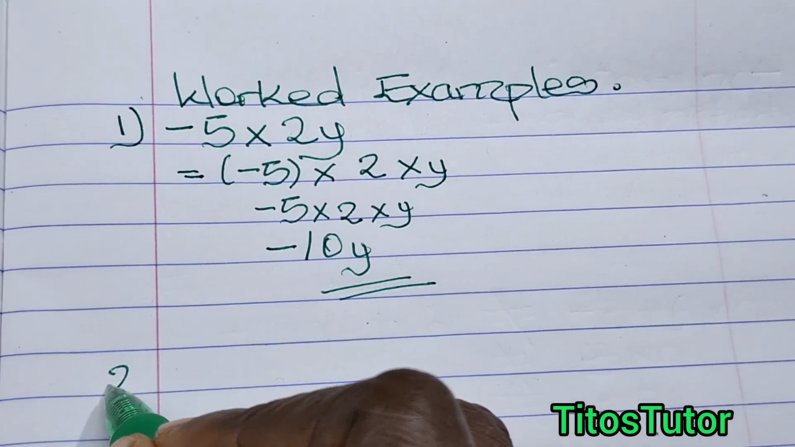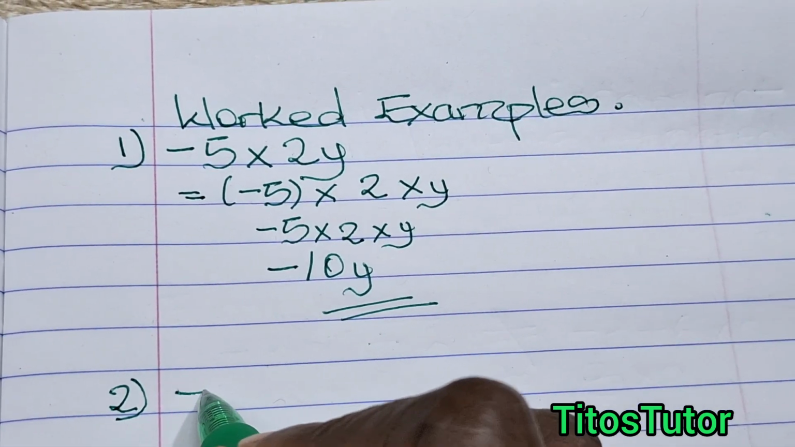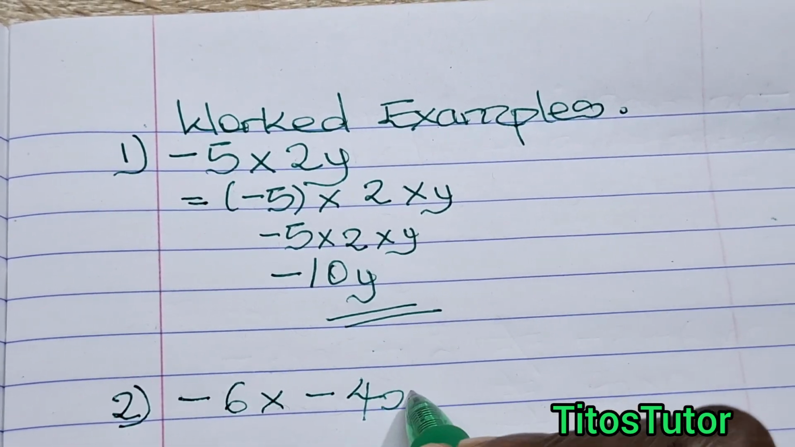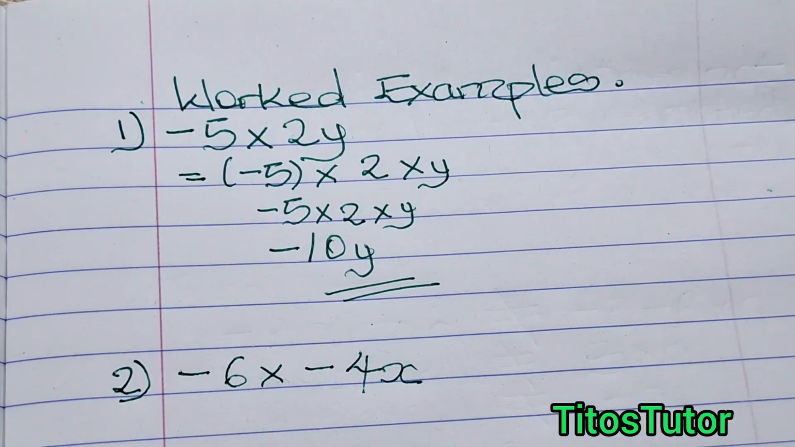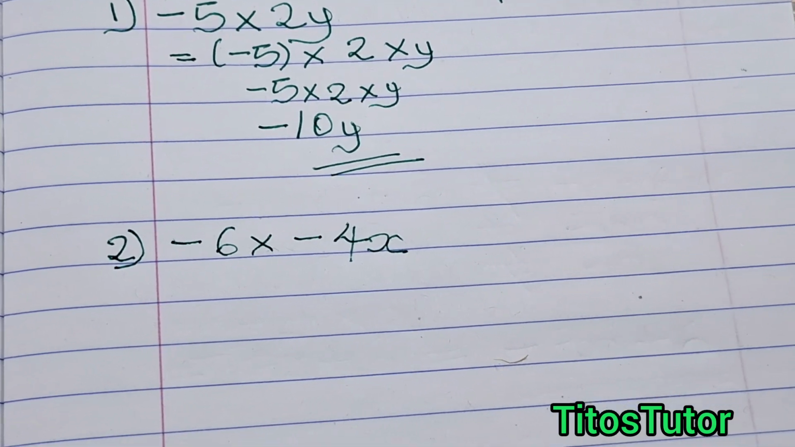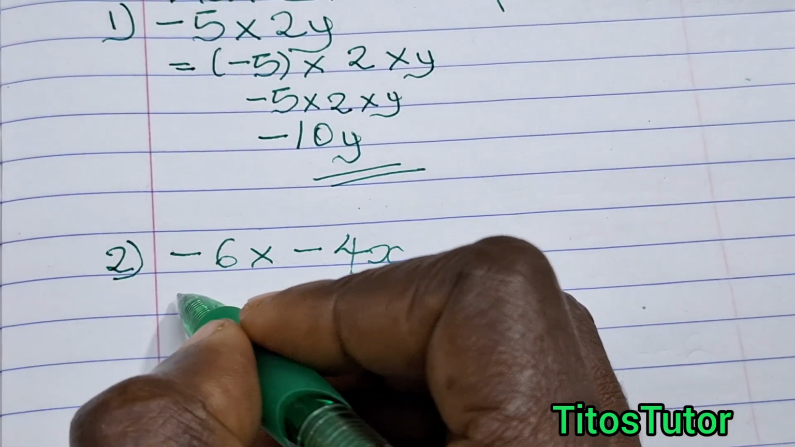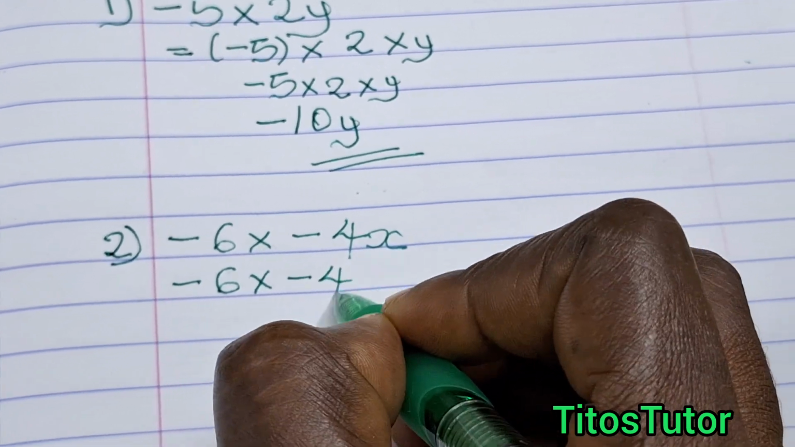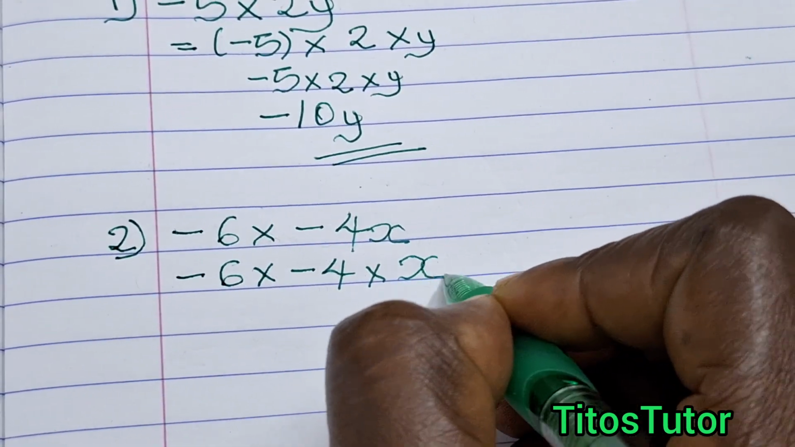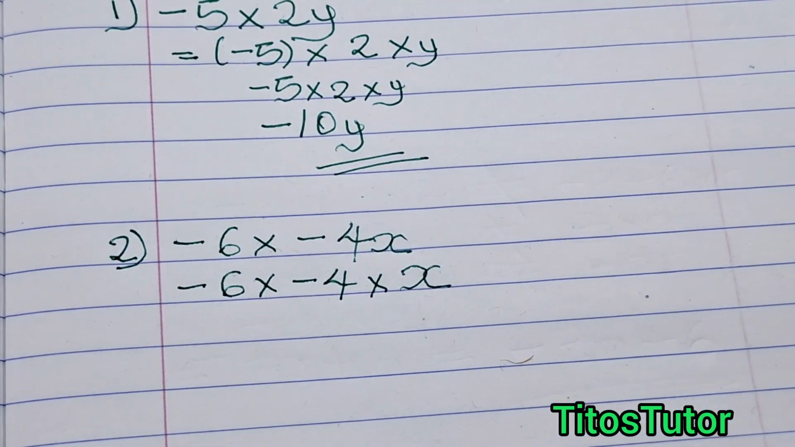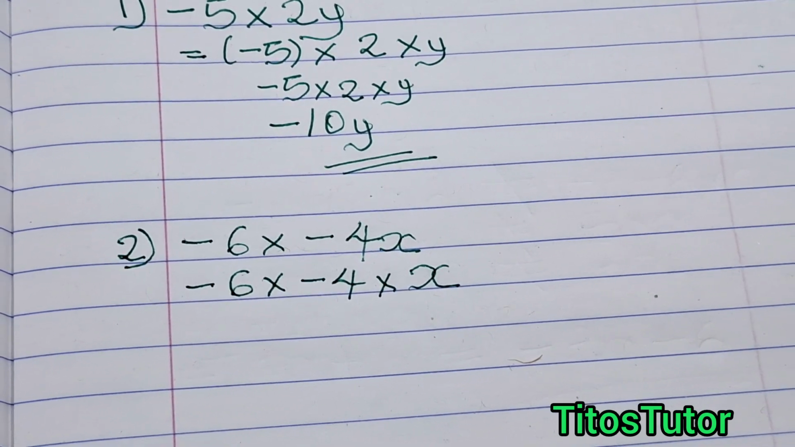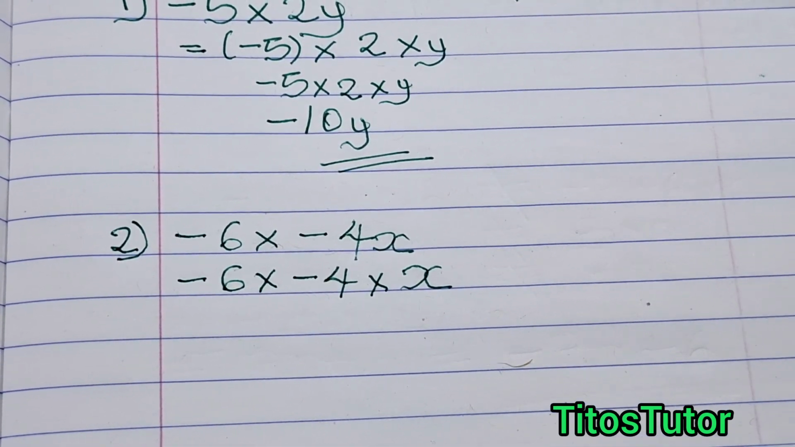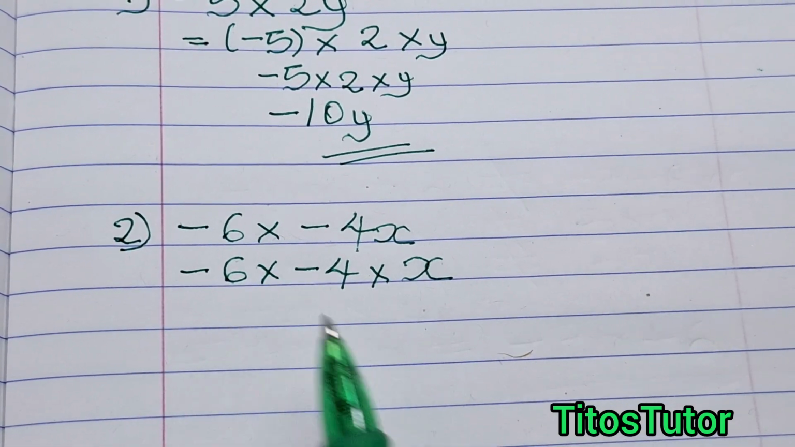Here's our second example. It's negative 6 multiplied by negative 4x. In this case, you do negative 6 multiplied by negative 4 multiplied by x. My x does not look like a multiplication sign. I usually write it with two c's backing each other, so it doesn't look like a multiplication sign.